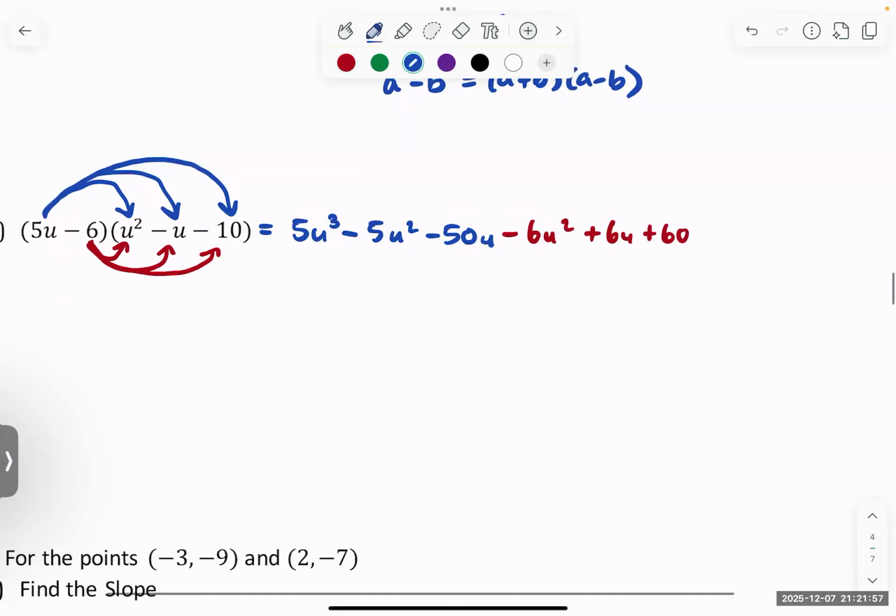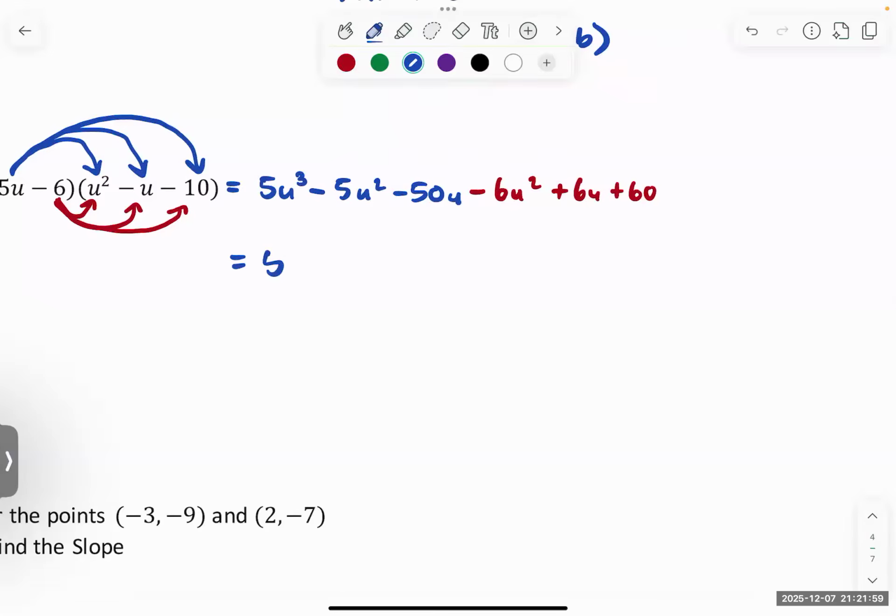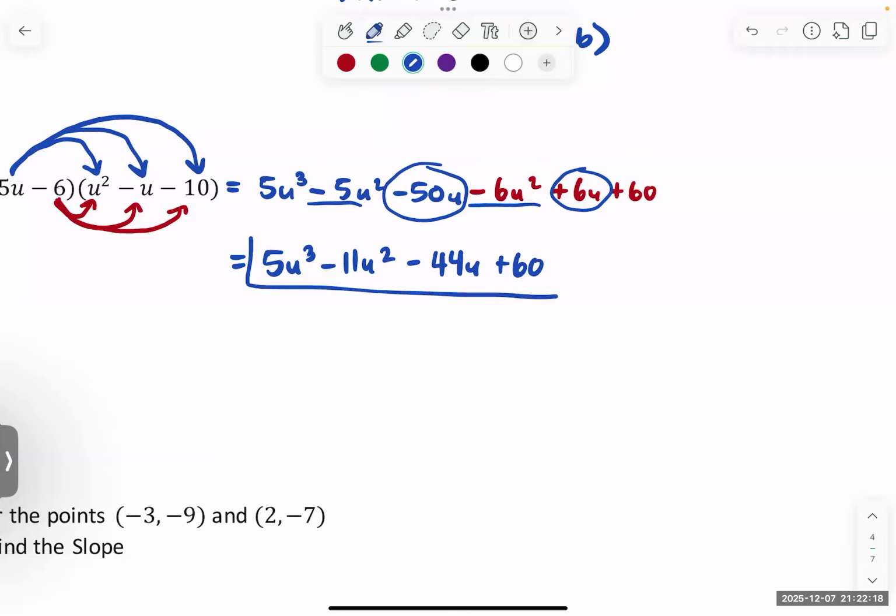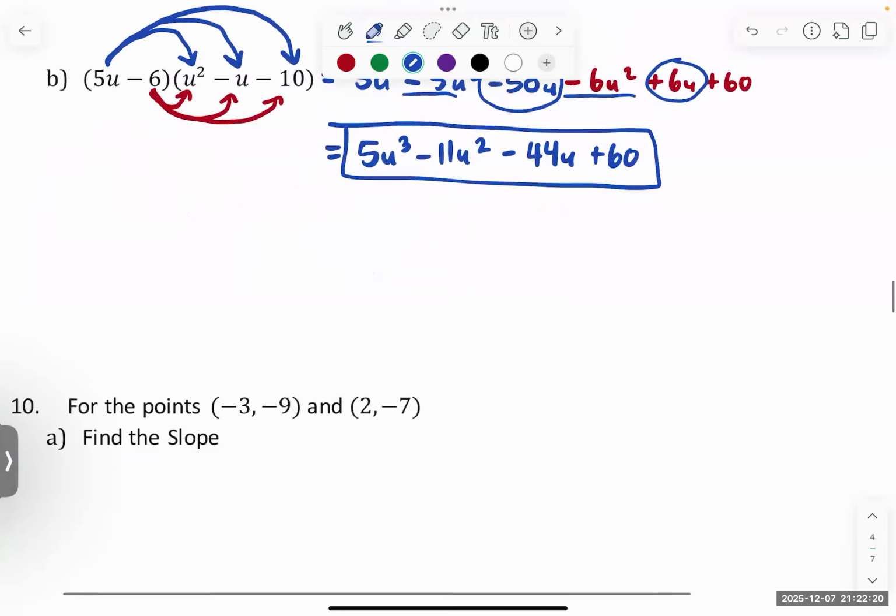Now, combine like terms. 5u cubed, there are no like terms there. Negative 5u squared and negative 6u squared, that's negative 11u squared. Negative 50u and plus 6u, that is negative 44u. And then plus 60. And that is your final answer.